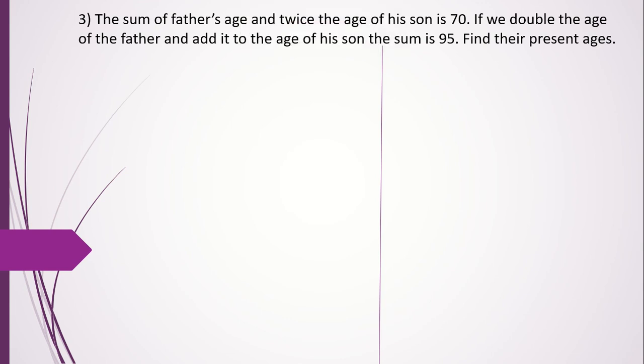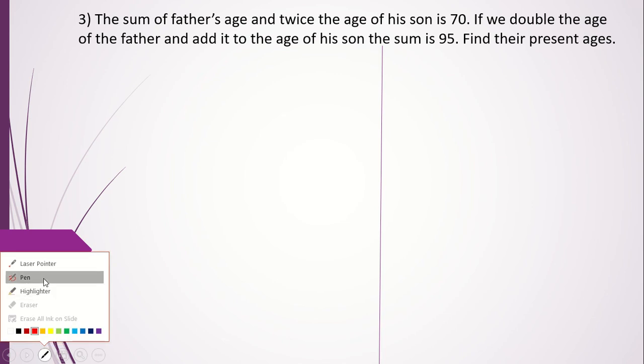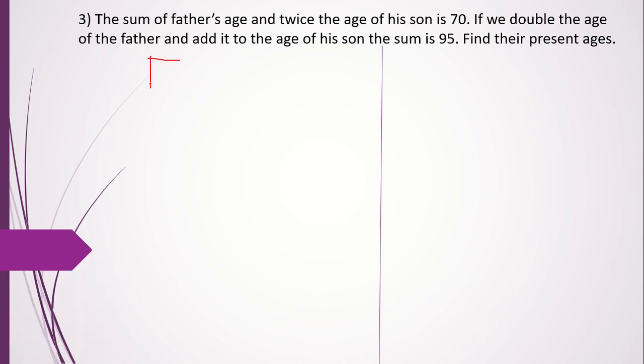So let us just try and understand what is given in the sum. You can read it in parts and try to break it down and then try to make sense out of what is given. The sum of father's age and twice the age of son is 70. We will assume, let the father's present age be x years and son's present age be y years.